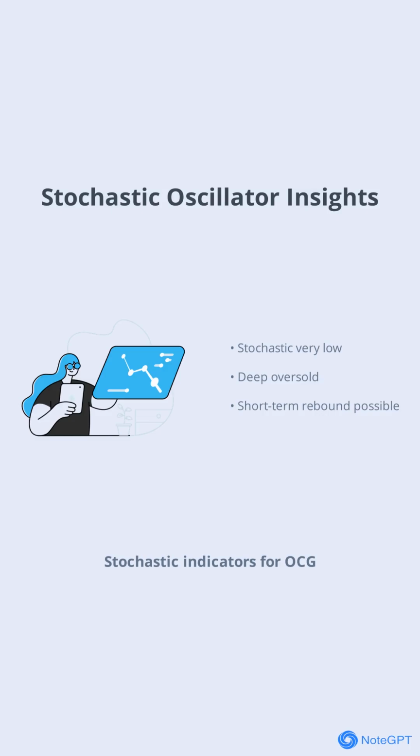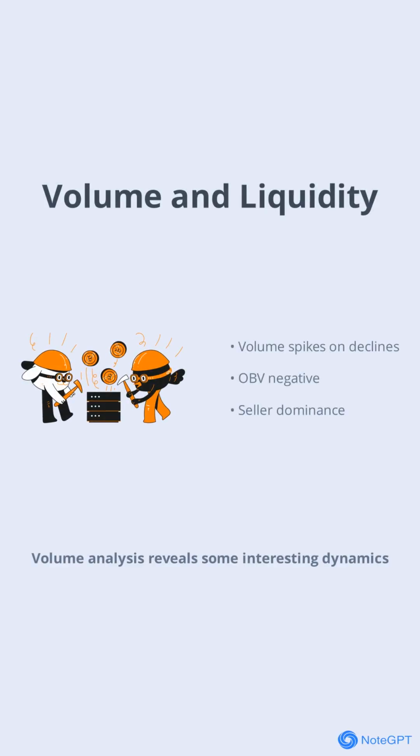Stochastic indicators for OCG show extremely low values, with stock K14 at just 0.907 and stock K21 at 0.097. These readings are deep in oversold territory, reinforcing the message from the RSI. When both RSI and stochastic are this low, it often means the stock is heavily sold and could be due for a short-term rebound. However, such conditions can persist in strong downtrends, so traders should be careful not to jump in too early.